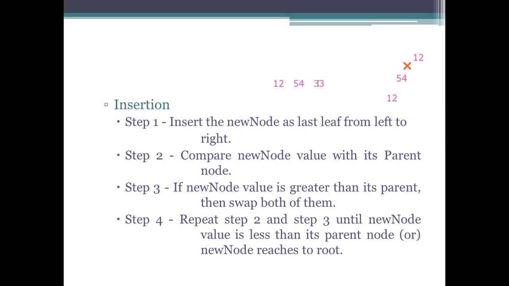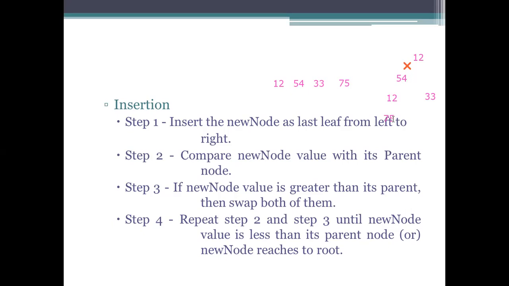And coming to the 33, compare this with that one. Here it is not greater than 54, so we will simply add it. And coming to the next one, the next element is 75. So what is it doing? Insertion. We need to insert an element here. The insertion will be done from the left side to the right side, as it is inserted as a leaf node.